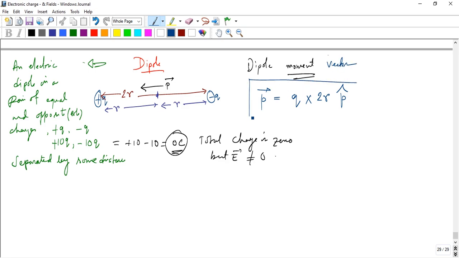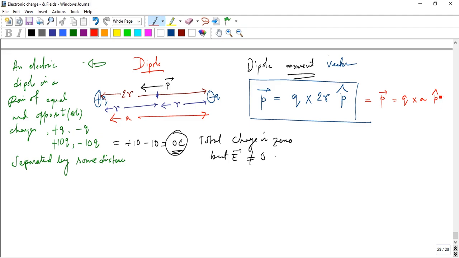Important: if someone says the separation between these two is A, then the vector P is equal to Q times A times P cap. That is also true. And that is what a dipole is.